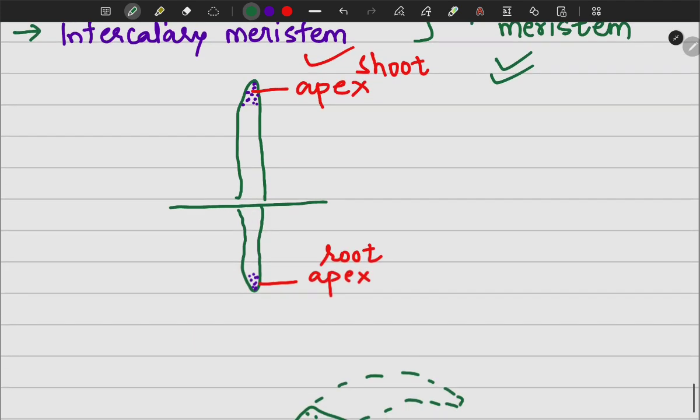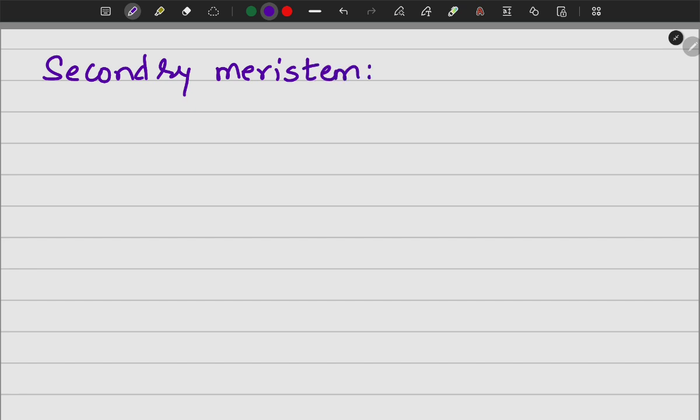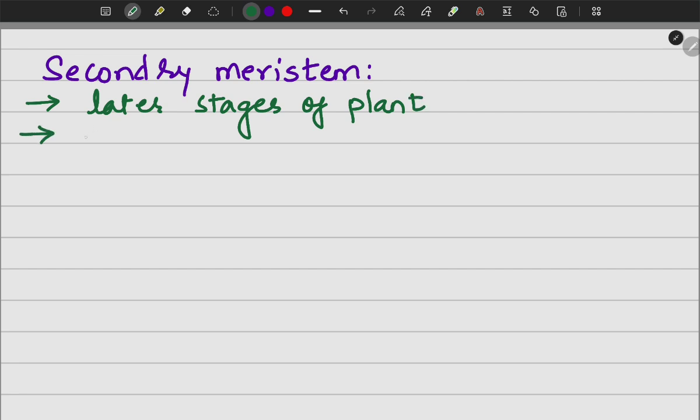Alright, now there is another type of meristem which is called secondary meristem. So let us see what a secondary meristem is. A primary meristem is found in the early stages of life, and the secondary meristem is found at the later stages of plant life. They are formed from the mature tissues. Secondary meristems are formed from mature tissues of the plant.